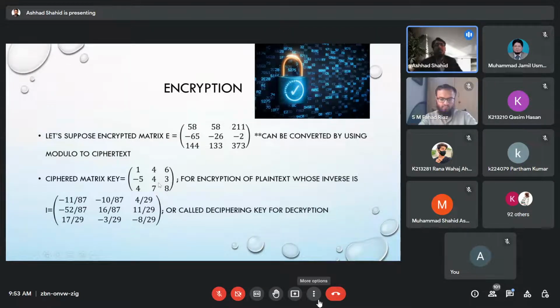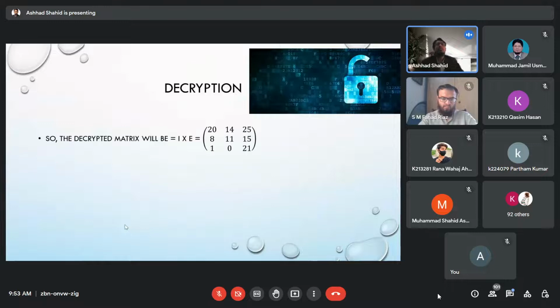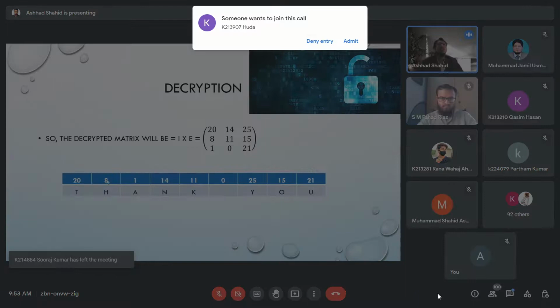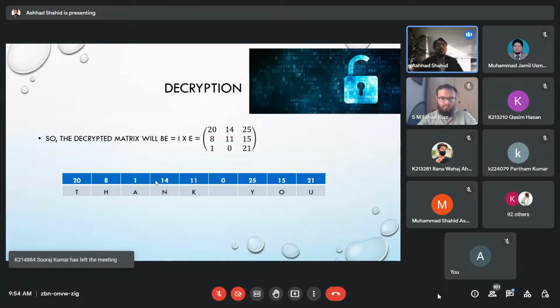The inverse of 1 4 6, minus 5 4 3 is minus 18, minus 11, divided by 87 and so on. This matrix is the inverse of the cipher matrix key, and it is used for decryption. For decryption, I just multiply this inverse matrix with our E matrix to get 2, 8, 1, 14, 11, 0, and 25, 15, and 21. Going back to letters, the first column is 28, 1, then 14, 11, 0, and 25, 15, and 20, which basically spells out thank you.